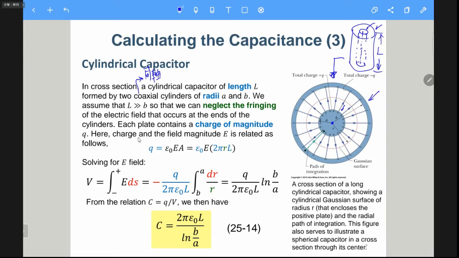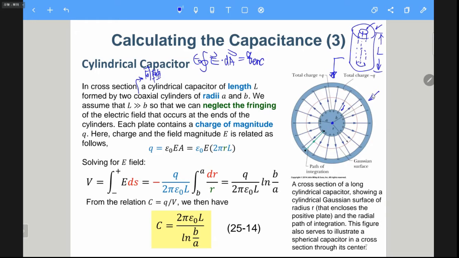So here, charge and the field magnitude E is related as follows. Still, we use the Gaussian law: E dot dA times epsilon naught equals Q enclosed. Okay, so as you can see, this is something like a parallel plate, but a curvy parallel plate. This is a circle, and this is another circle, and they are in some sense parallel to each other.